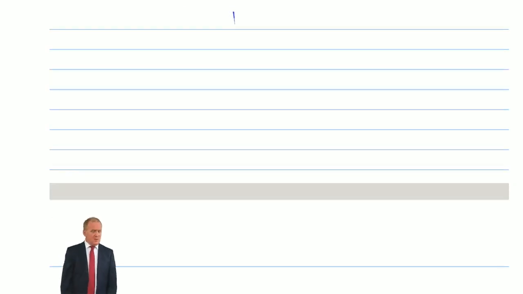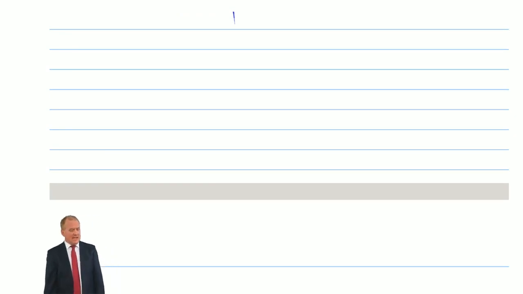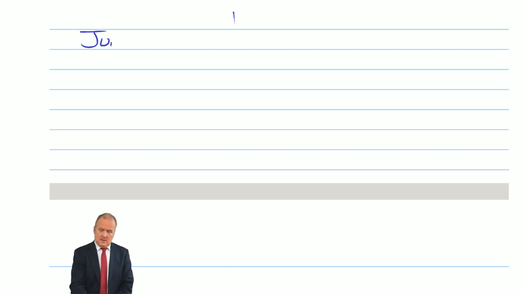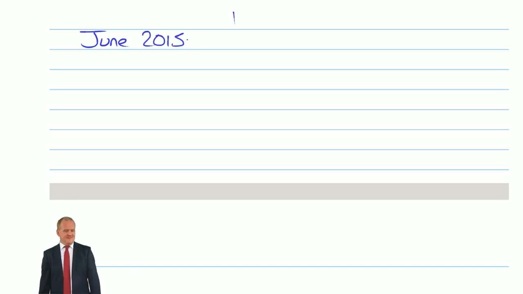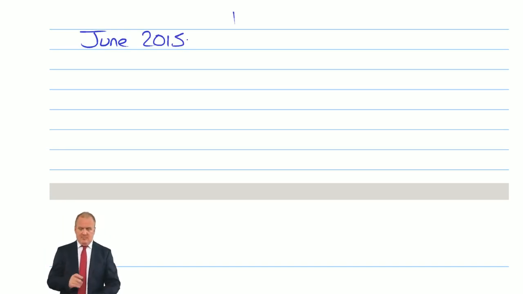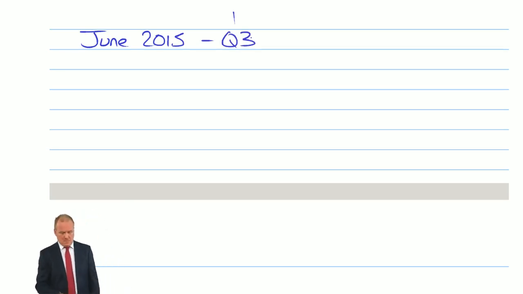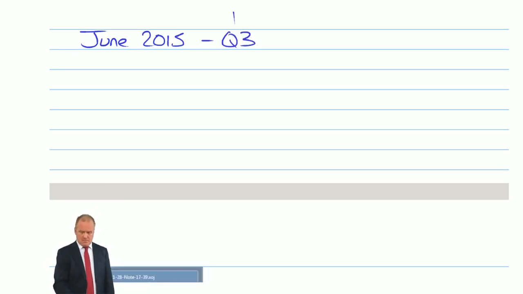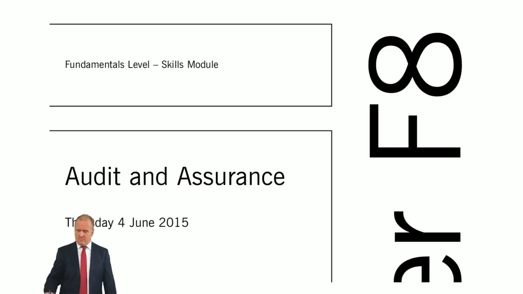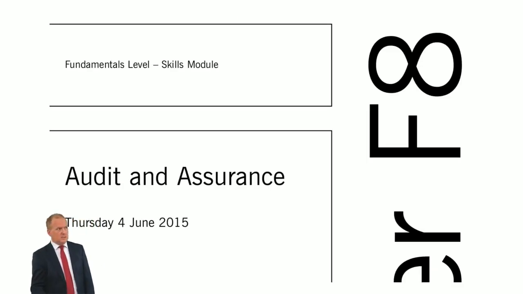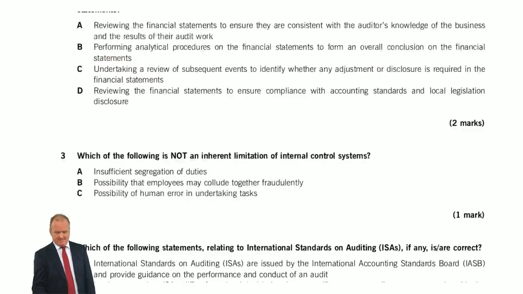What I think we ought to do now is have a look at another question. Not internal audit this time. We're going to go back to something a lot more core. We're going to jump forward from June 14 and take a look at June 15. And we're going to have a look at question number 3. So there we go, June 15 paper.